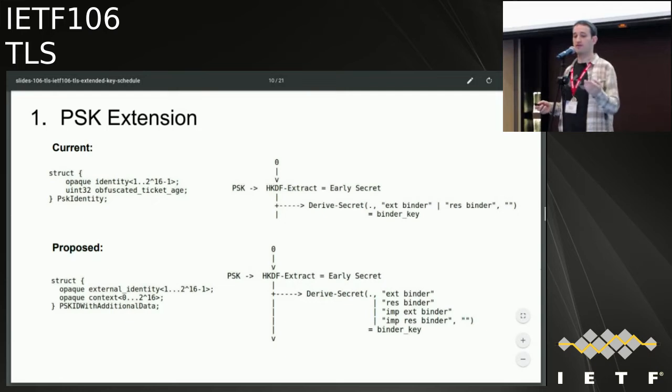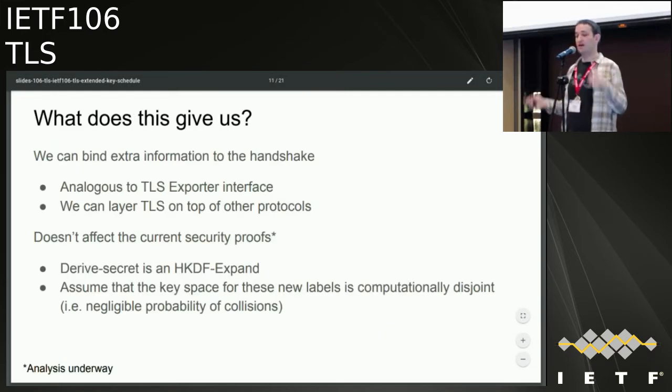Okay, so what does this change give us? You can bind extra information into the handshake. So I can bind non-secret information to the handshake, and this is analogous to the TLS exporter interface. In the same way that I can layer something on top of TLS, this lets me layer TLS on top of something else. And that's where you would effectively end up with channel bindings.